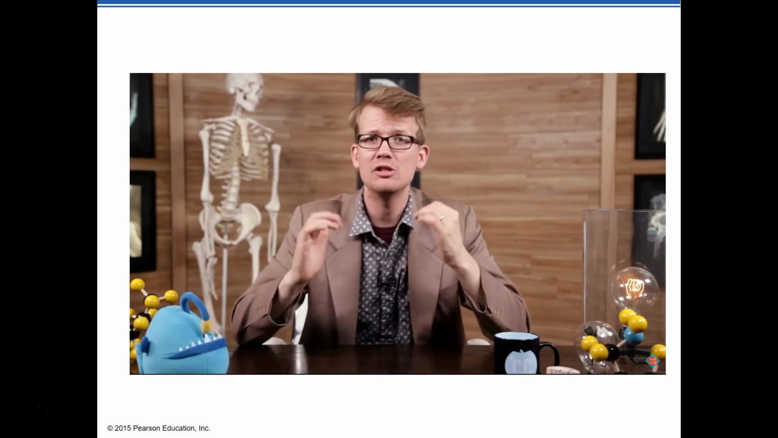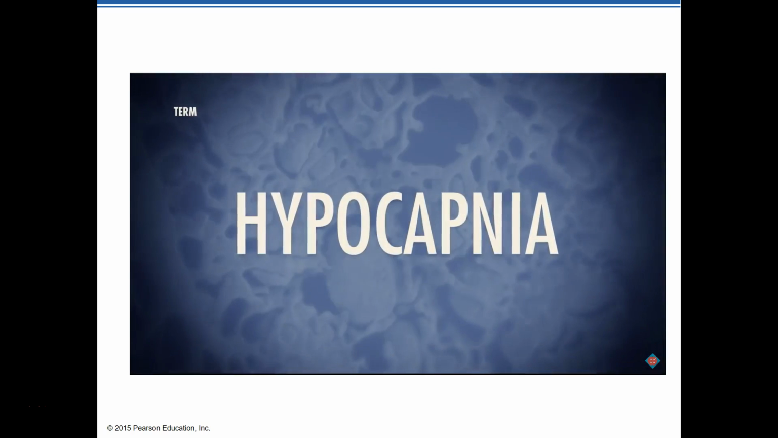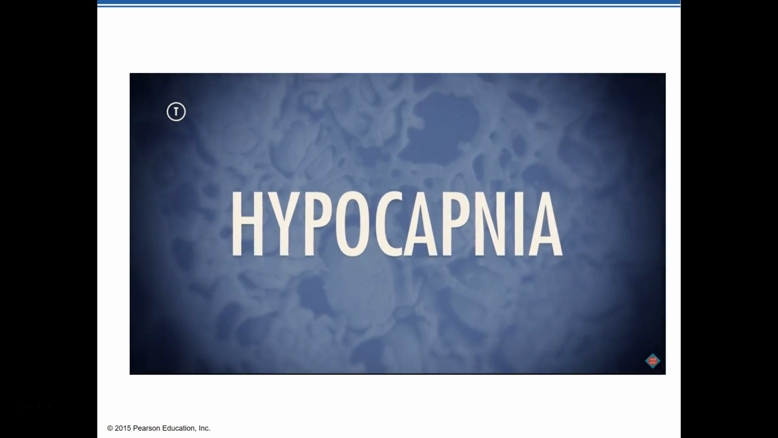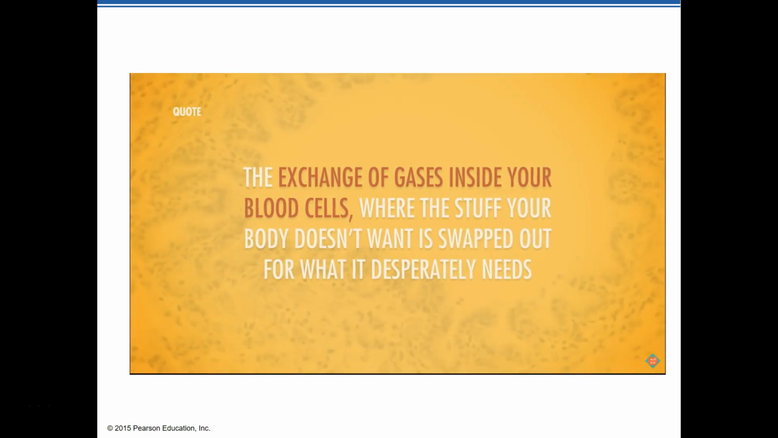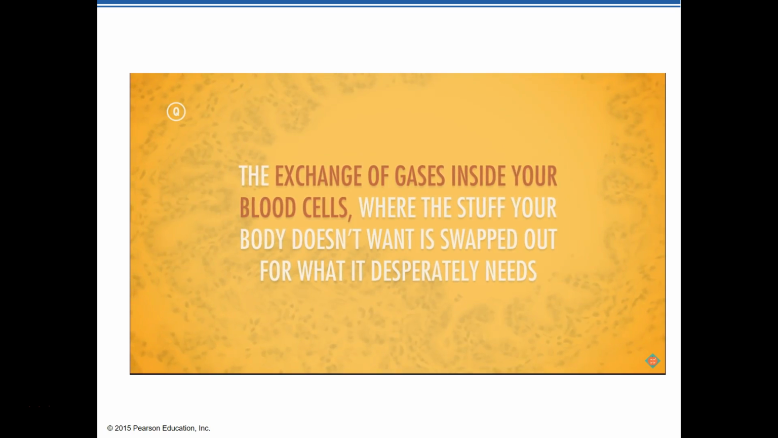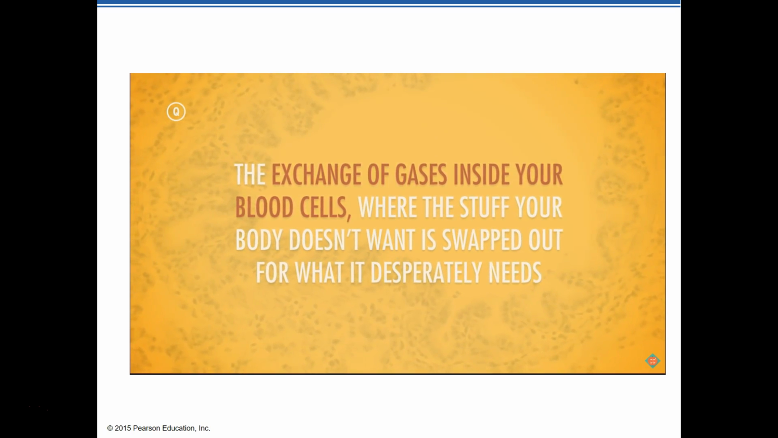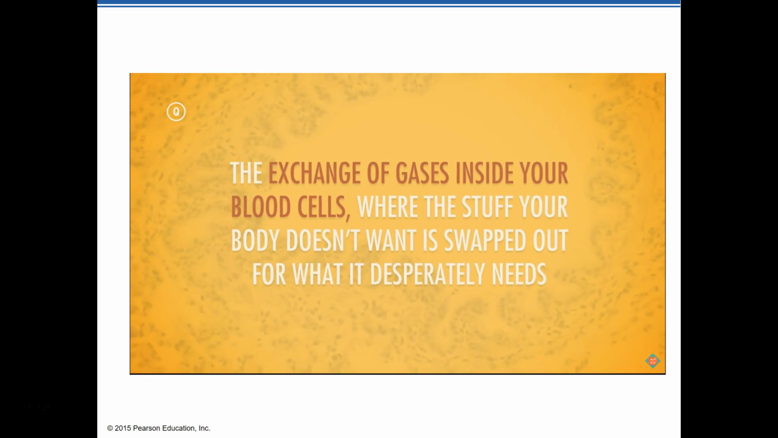The drop in CO2 that occurs in your blood when you hyperventilate is called hypocapnia, and it signals a breakdown in one of the most complex and important functions that your respiratory system performs. That is the exchange of gases inside your blood cells, where the stuff your body doesn't want is swapped out for what it desperately needs.